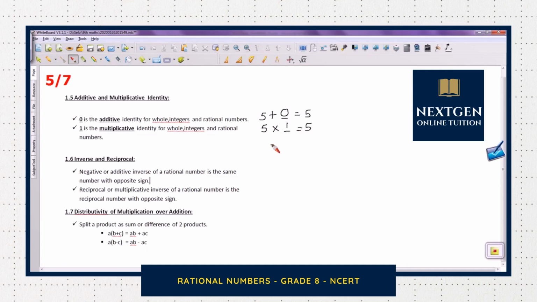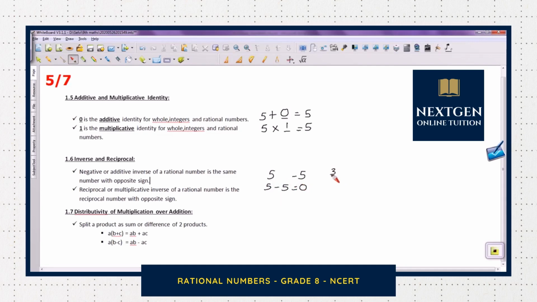Inverse and reciprocal. The negative or additive inverse of a rational number is the same number with the opposite sign. What does it mean? The additive inverse of 5 is minus 5. If I add these two numbers, my result must be 0. So the additive inverse of 5 is minus 5, and of 3 by 2 is minus 3 by 2.